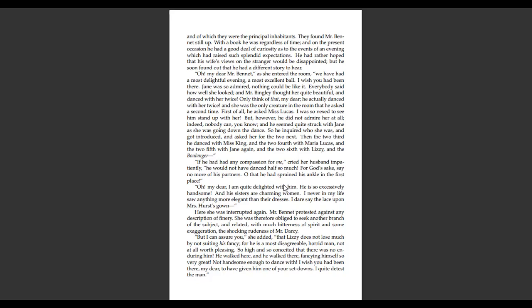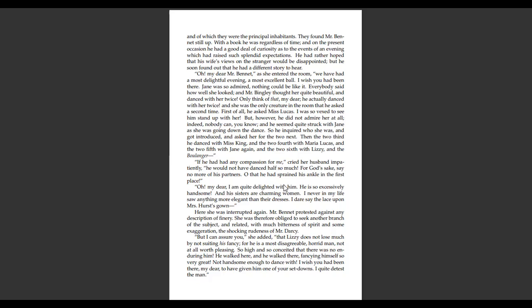"Oh, my dear Mr. Bennet," as she entered the room, "we have had a most delightful evening, a most excellent ball. I wish you had been there. Jane was so admired, nothing could be like it. Everybody said how well she looked, and Mr. Bingley thought her quite beautiful and danced with her twice. Only think of that, my dear. He actually danced with her twice, and she was the only creature in the room that he asked a second time.